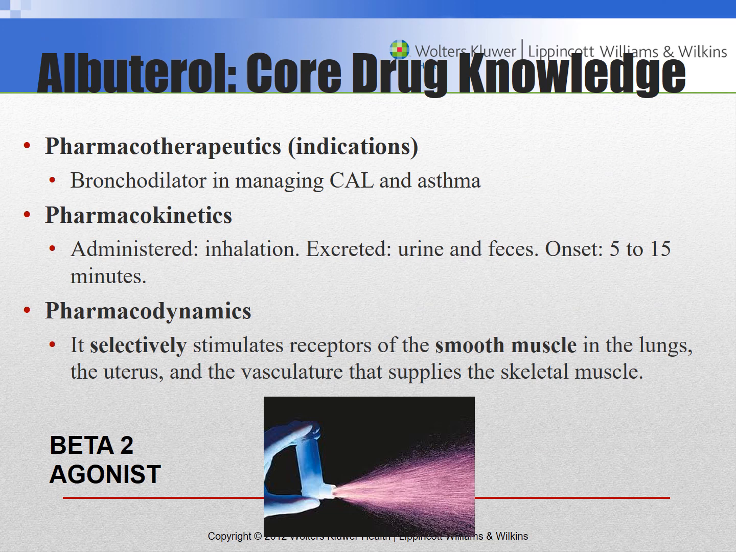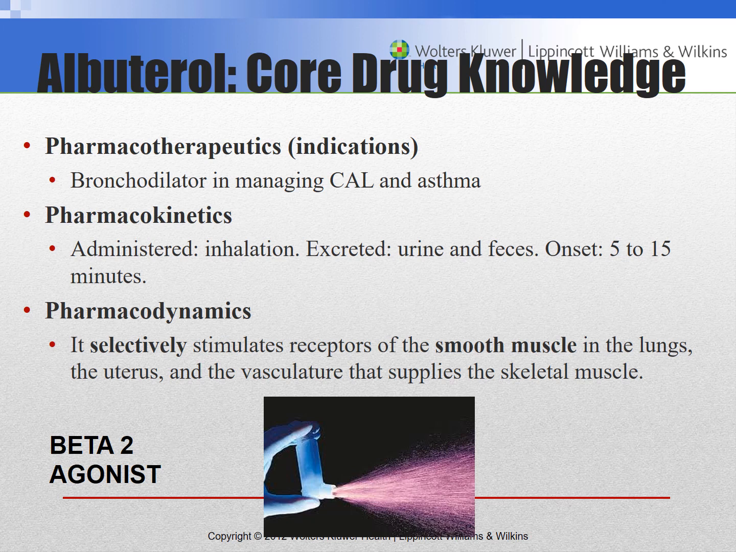All right, so our pharmacotherapeutics here: it is the bronchodilator that we use in managing chronic airway limitation and asthma. It is administered by inhalation and is excreted in the urine and feces. Its onset is pretty rapid at 5 to 15 minutes. Normally, once patients have had this medicine, it usually starts working pretty quickly, hence the reason why it is a rescue or emergency medication.